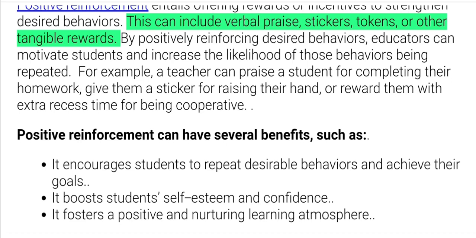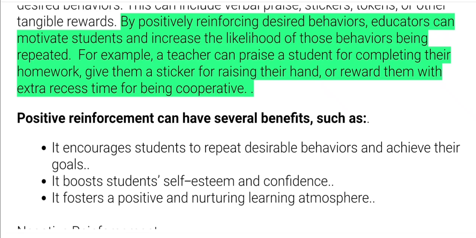This can include verbal praise, stickers, tokens, or other tangible rewards. By positively reinforcing desired behaviors, educators can motivate students and increase the likelihood of those behaviors being repeated. For example, a teacher can praise a student for completing their homework, give them a sticker for raising their hand, or reward them with extra recess time for being cooperative.